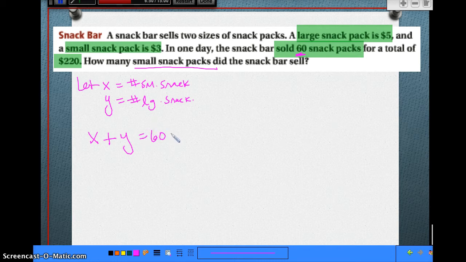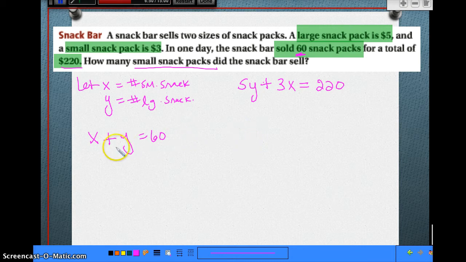The second equation is going to involve the money part of it. So I have $5 times the number of large packs, which we're letting be y, plus $3 times the number of small packs. If you add up all the money from the large packs plus all the money from the small packs, they made a grand total of $220. That's my second equation. Now we're going to actually solve this by substitution.